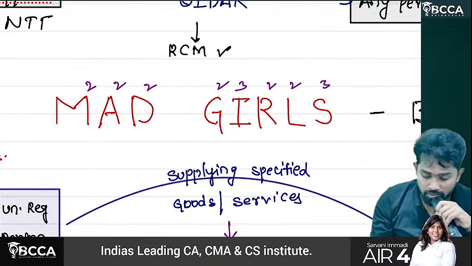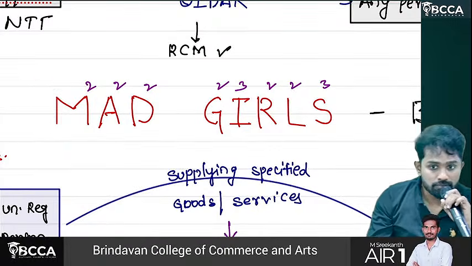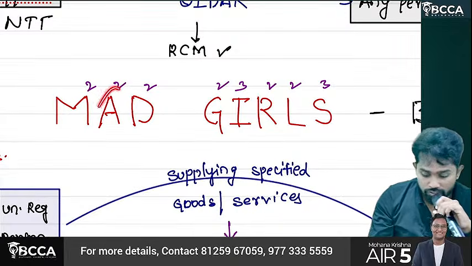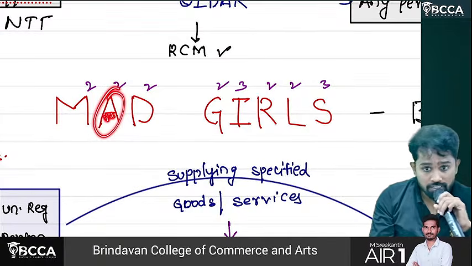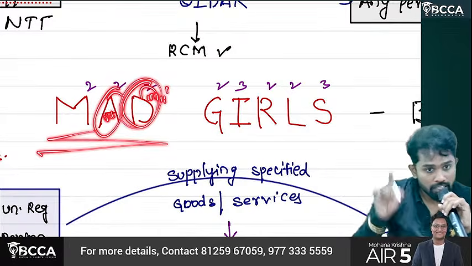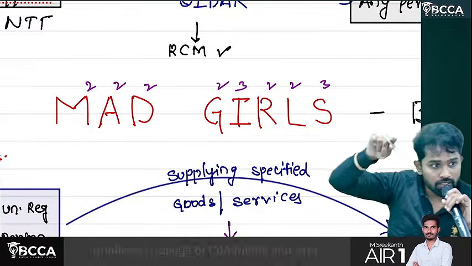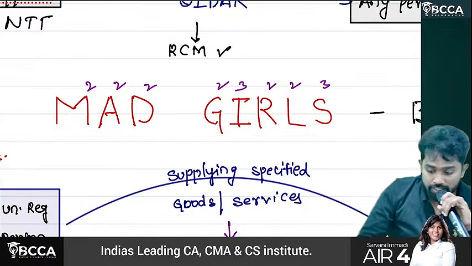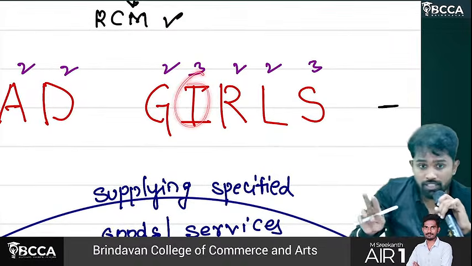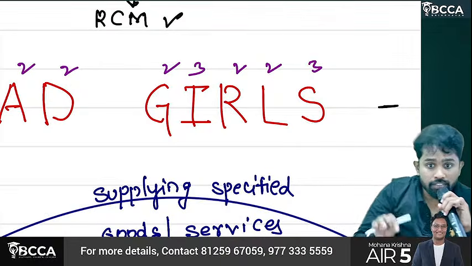M for music composer, photographer, and the second one, motor vehicles. Two are there, M related: music composer, motor vehicles. Then A for arbitral tribunal and other services. D for director services and direct selling agent services. So MAD. M for music composer, photographer, motor vehicle. A for arbitral tribunal, other. D for director, direct selling agent. Then G for government, GTA: government and GTA. I, three are there, sir: immovable property related, insurance agent, and even import service also.